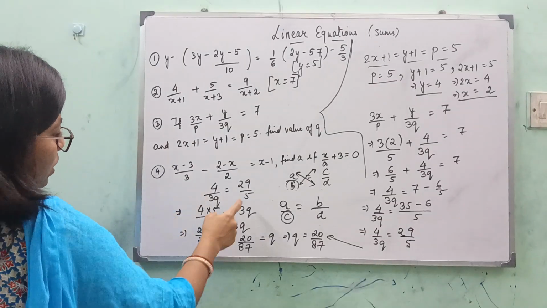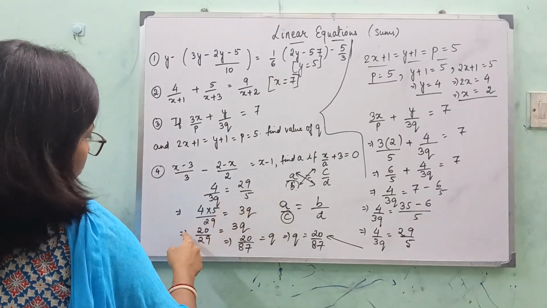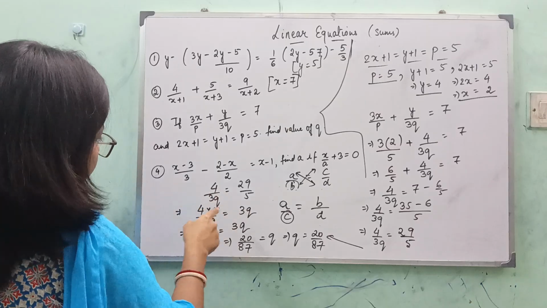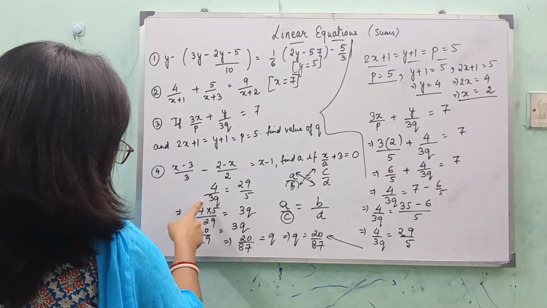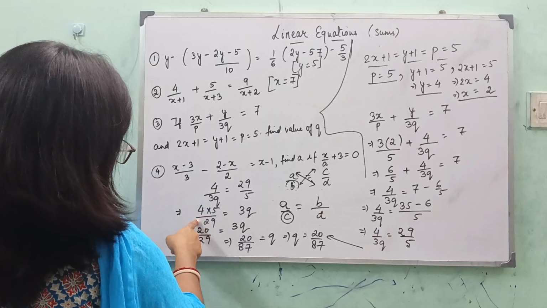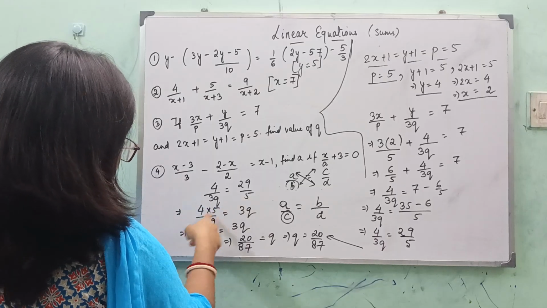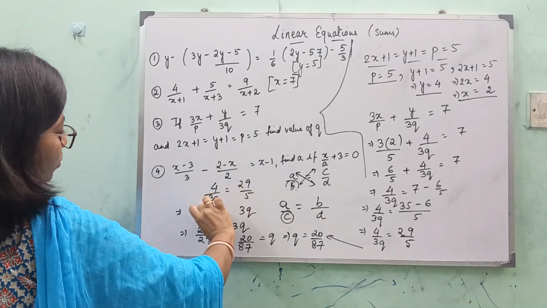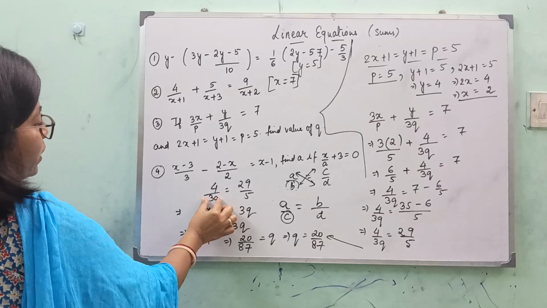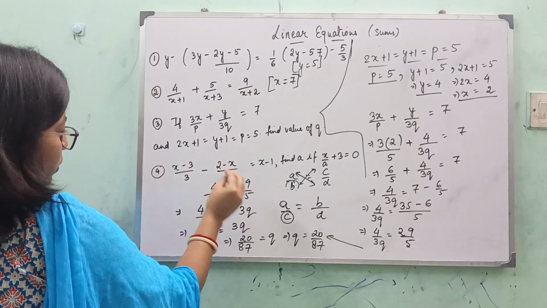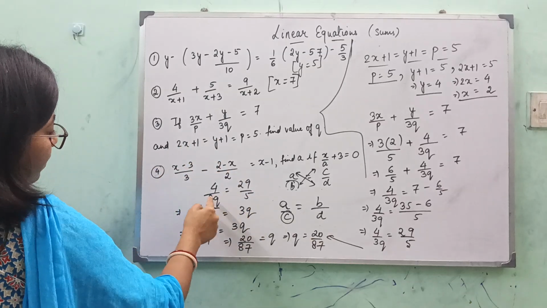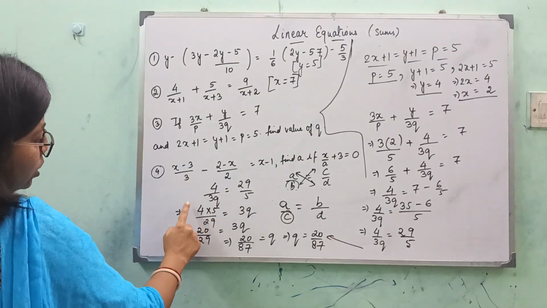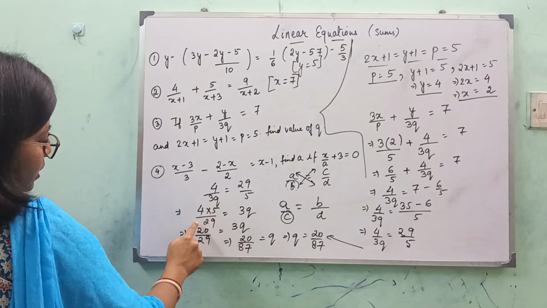4 by 3q equals 29 by 5. So I can write 4 into 5 is equal to 29, and the 3q over here we have just shifted in position. 29 is brought down over here, 3q, because 3q has to be given the numerator position so we can evaluate the value of q. So we have taken the 3q here, brought down the 29 here, and taken the 5 this side. So 4 into 5, 20, and 29 is brought down here.